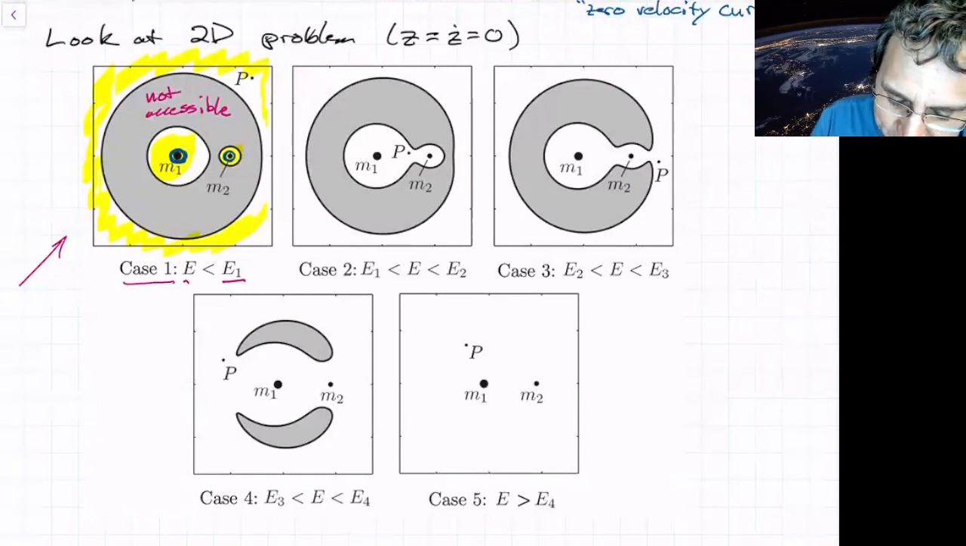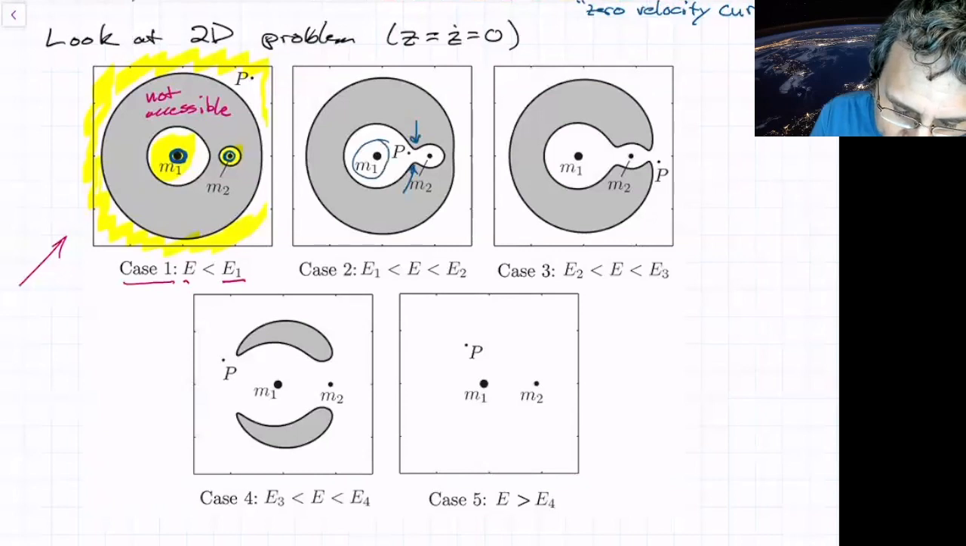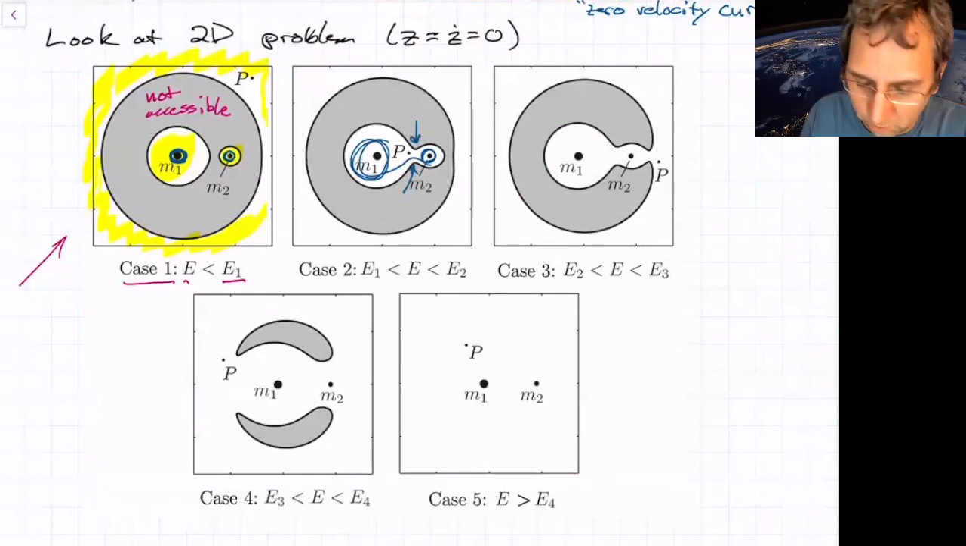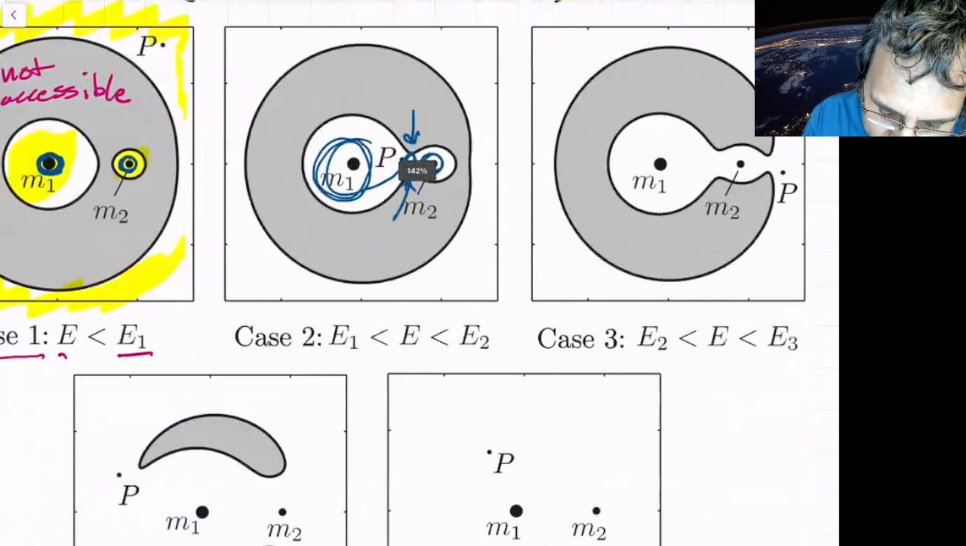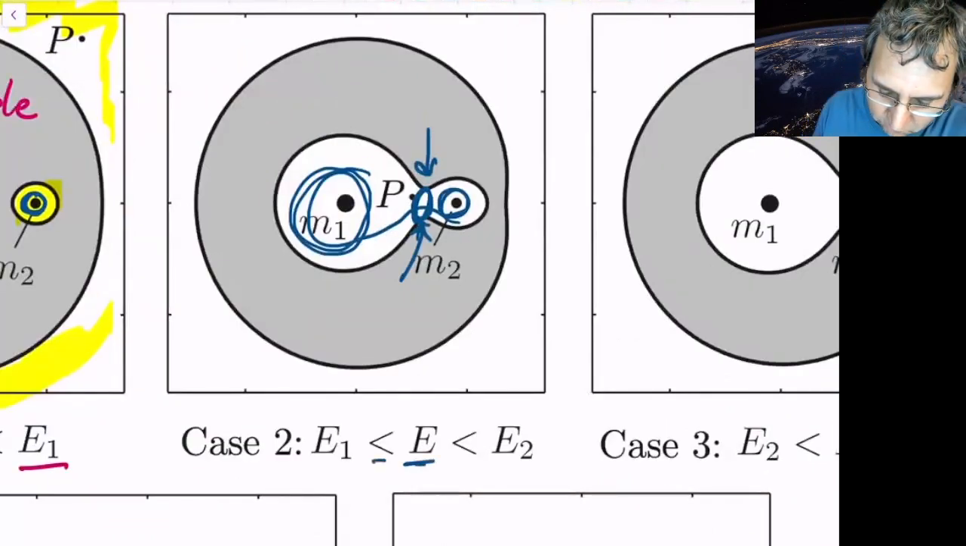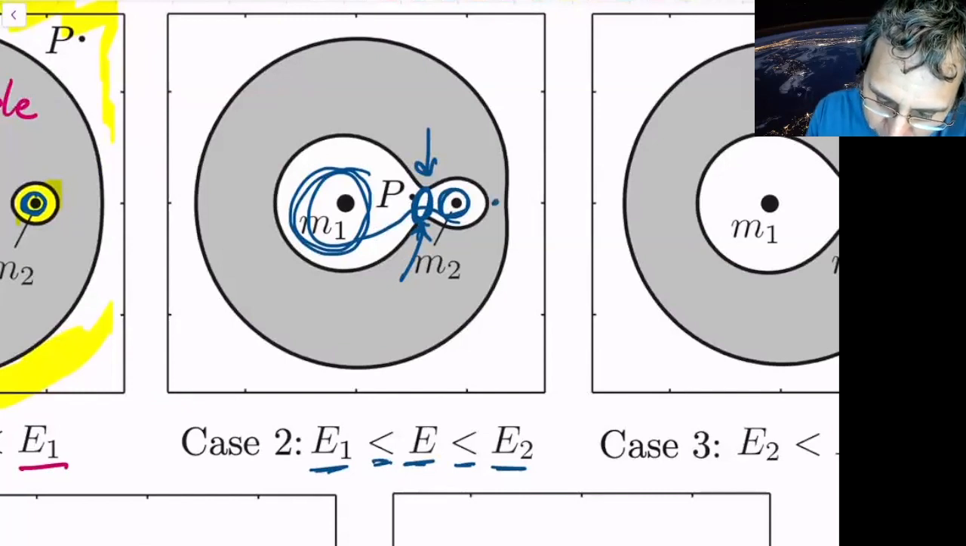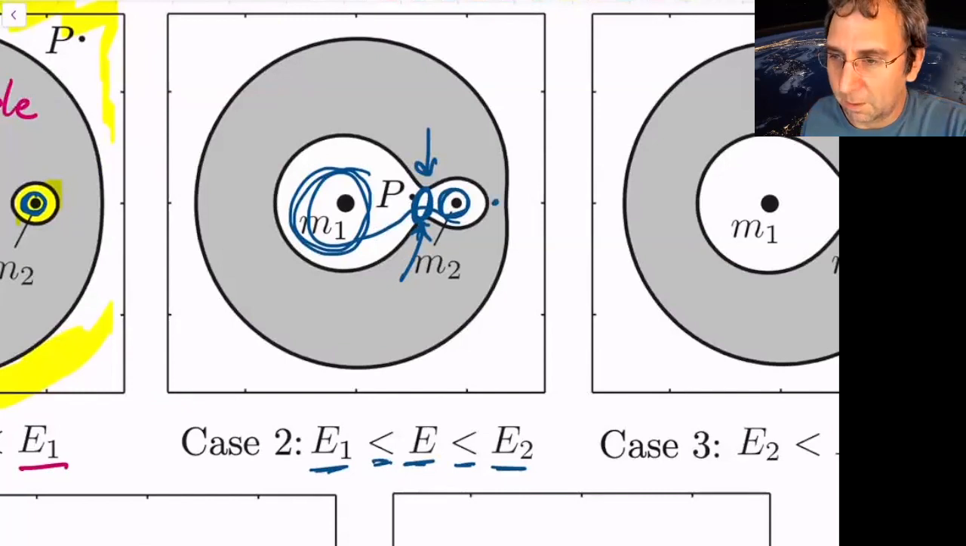But in that case, a little bottleneck opens up right around the L1 point. And now it's possible for the spacecraft to go from an orbit around the Earth to an orbit around the moon, or vice versa, or go to an orbit around an L1 point, if I were to zoom in. So that's for an energy that's greater than the energy of this L1 point, but still less than the energy of the L2 point. The L2 point would be right there, and it just hasn't opened up.